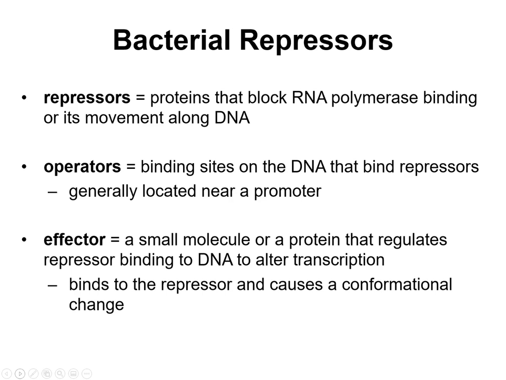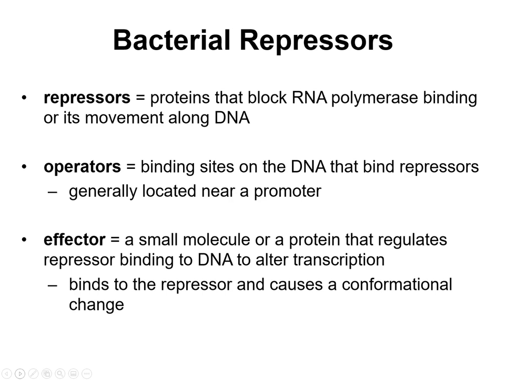So repressors are proteins that block RNA polymerase binding, or they prevent the polymerase from moving along the DNA. But the result is the same, that you cannot get proper initiation or elongation to create an mRNA transcript. There are operators, and these are binding sites on the DNA that bind repressors. They're usually located near the promoter. They can be a little bit upstream, a little bit downstream, but they're usually close to the promoter.